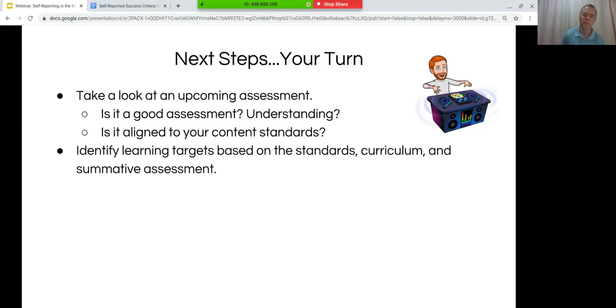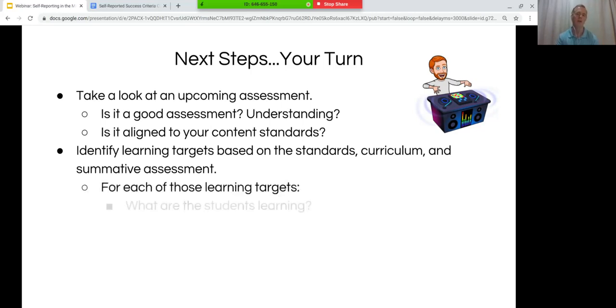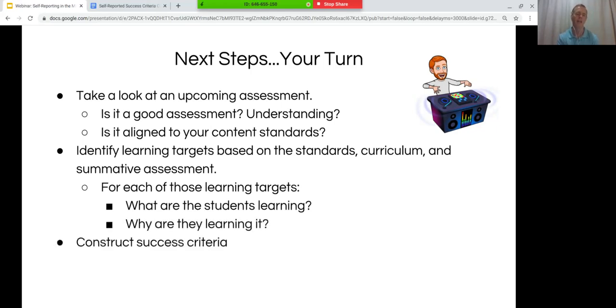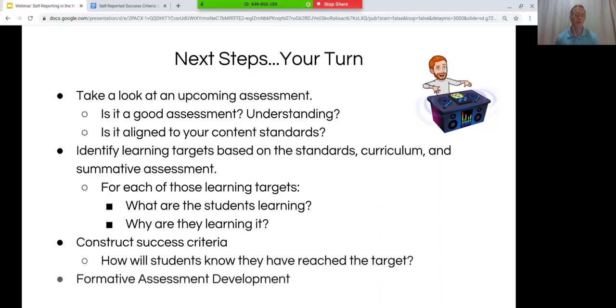You need to identify learning targets based on the standards curriculum and then that quality summative assessment. And for each of those learning targets, then come up with what are the students learning? Why are they learning it? And construct your success criteria. All right, how will the students know they've reached their target? Once you have all that done, that is when you start to develop your formative assessments, okay?